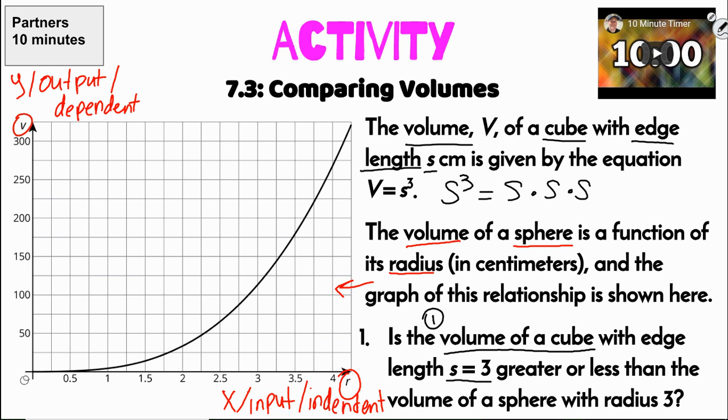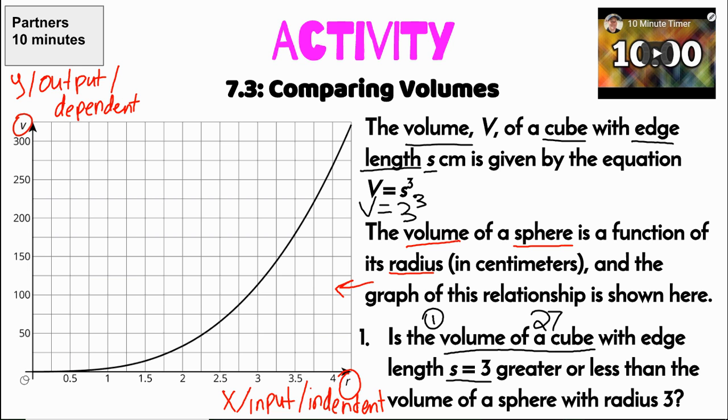So we're going to go back to our equation of V equals s cubed, and s being the edge length. And so we're going to substitute. So instead of s cubed, we know what s means. S is 3. So 3 cubed is 3 times 3 times 3, and that volume is going to be 27. So the volume of a cube we're talking about is actually 27. Okay? So is the number 27 greater than or less than the volume of a sphere with radius 3?